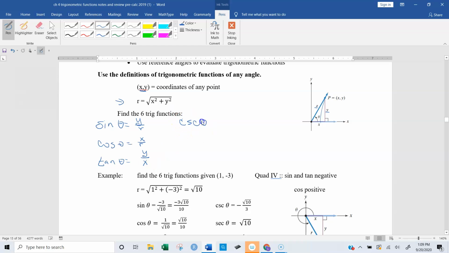So your cosecant of theta is now r over y. Your secant of theta is now r over x, and your cotan of theta is now x over y.